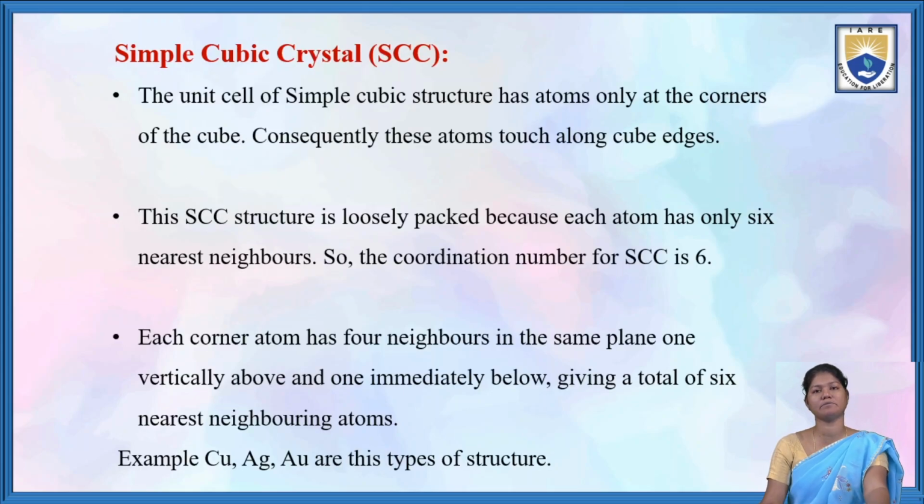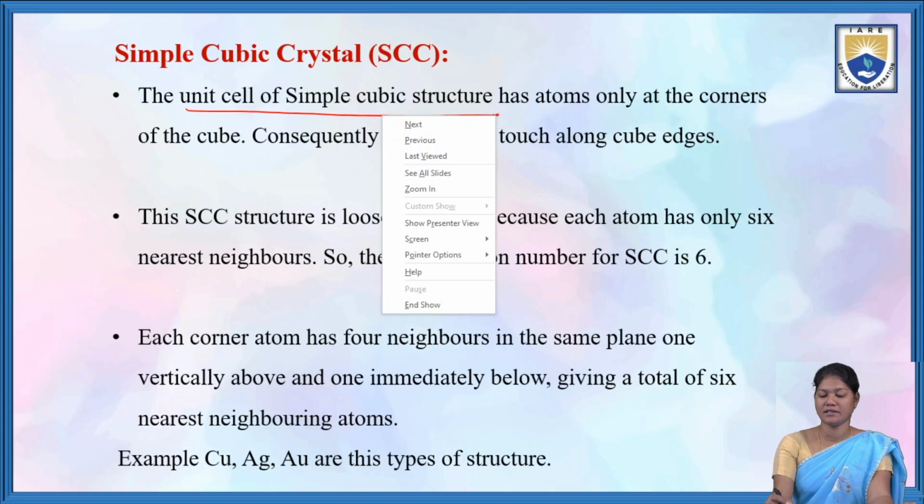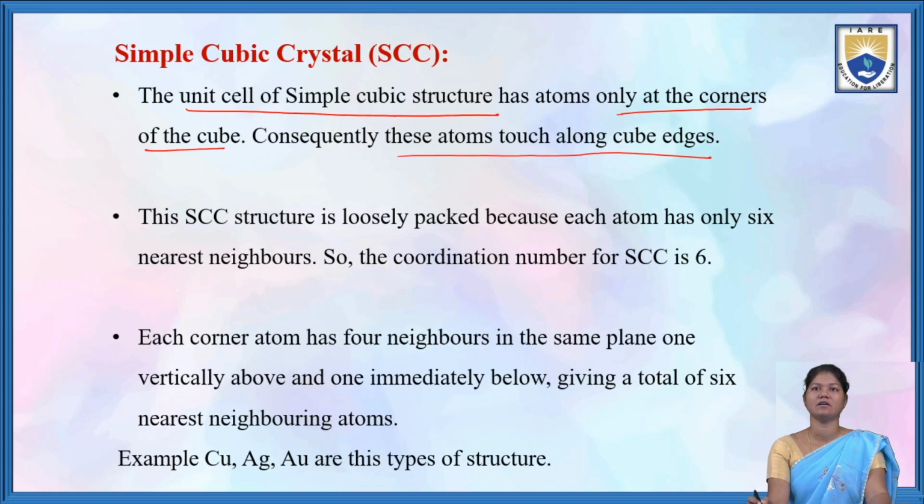Next, coming to the simple cubic crystal. The unit cell of a simple cubic structure has atoms only at the corners of the cube. Consequently, these atoms touch along the cube edges.